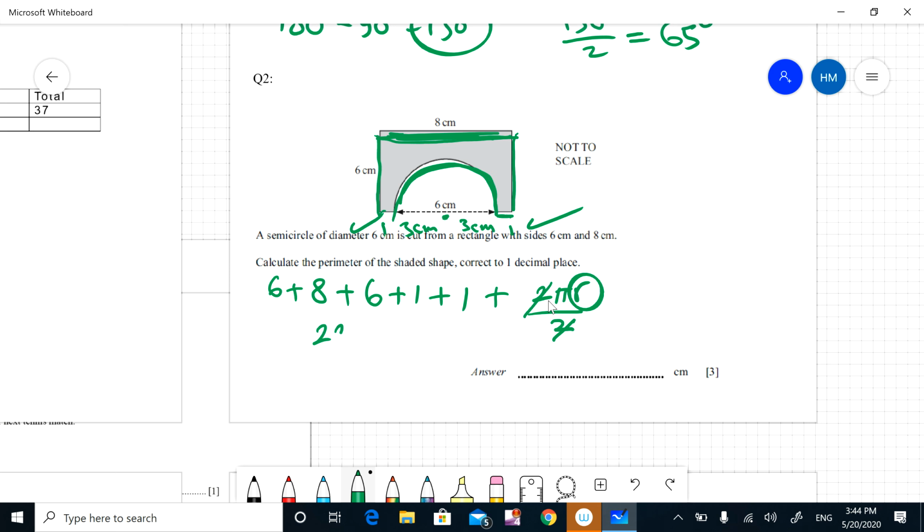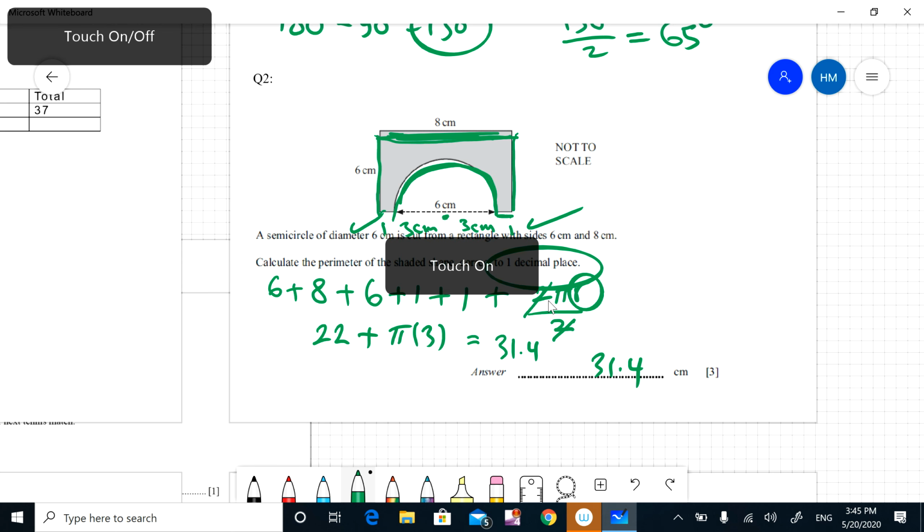you can add 6 plus 8 plus 6 plus 1 plus 1, it's 22, plus pi r, pi times 3. If you use the calculator, you will get the answer. The answer is 31.4, the answer to 1 decimal place, the degree of accuracy as required in the question.